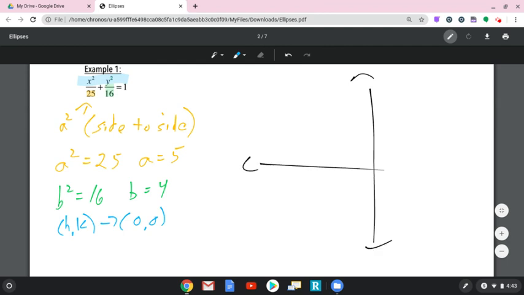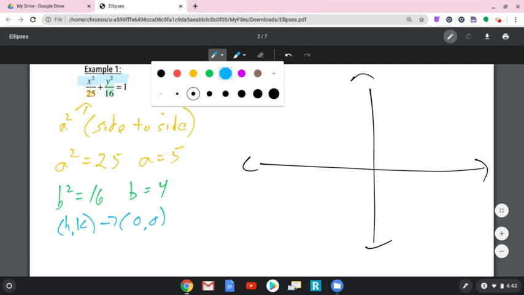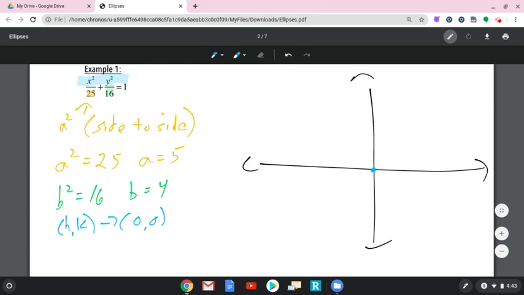If I do a rough sketch of my graph, I know that I have a center, right? I have that blue center. Let me make it a little bigger at 0, 0. Right there, I have my blue center. That is at 0, 0. So I know I have my X and my Y and I have my center at 0, 0. Now, I know it's side to side. That means it's going to be wider than it is tall.